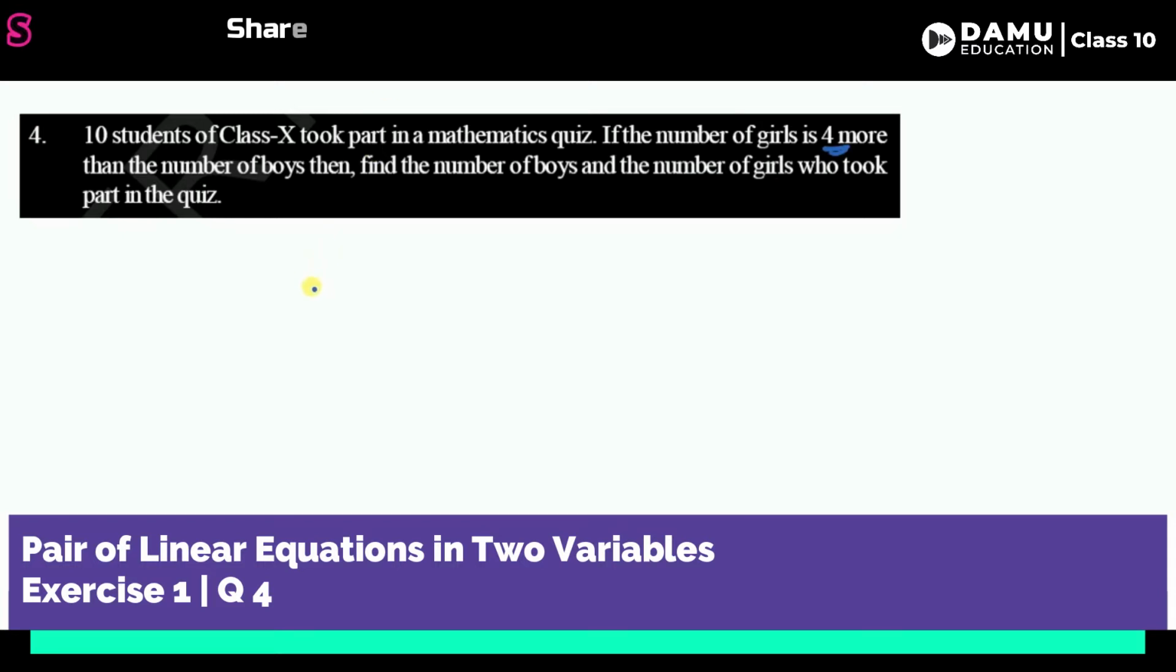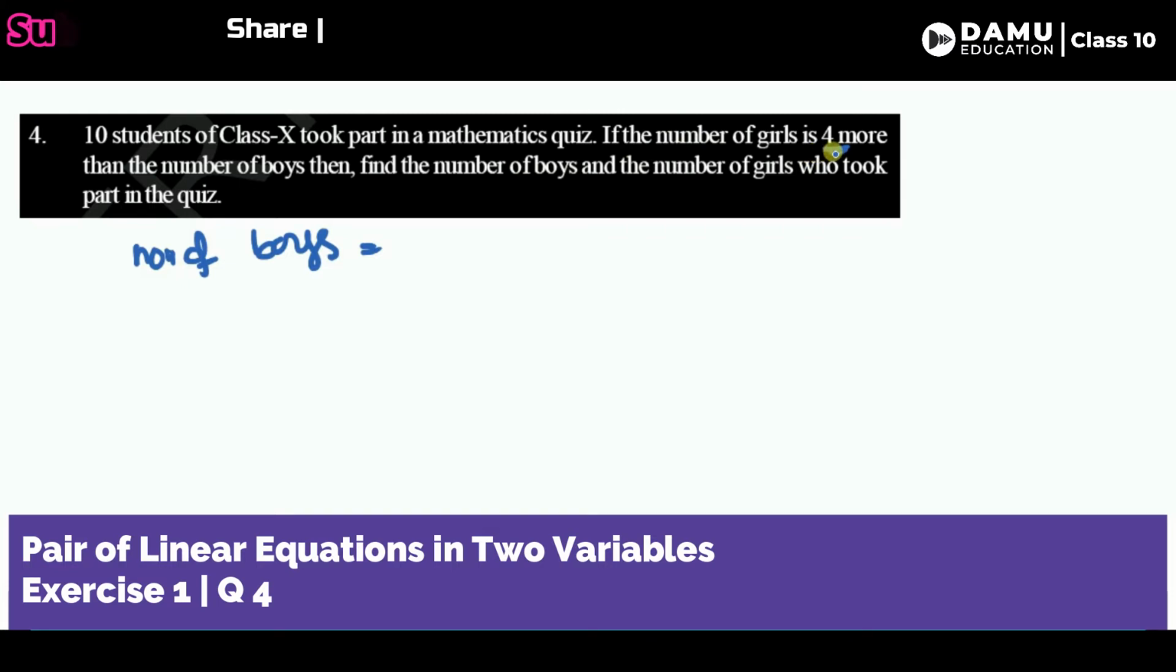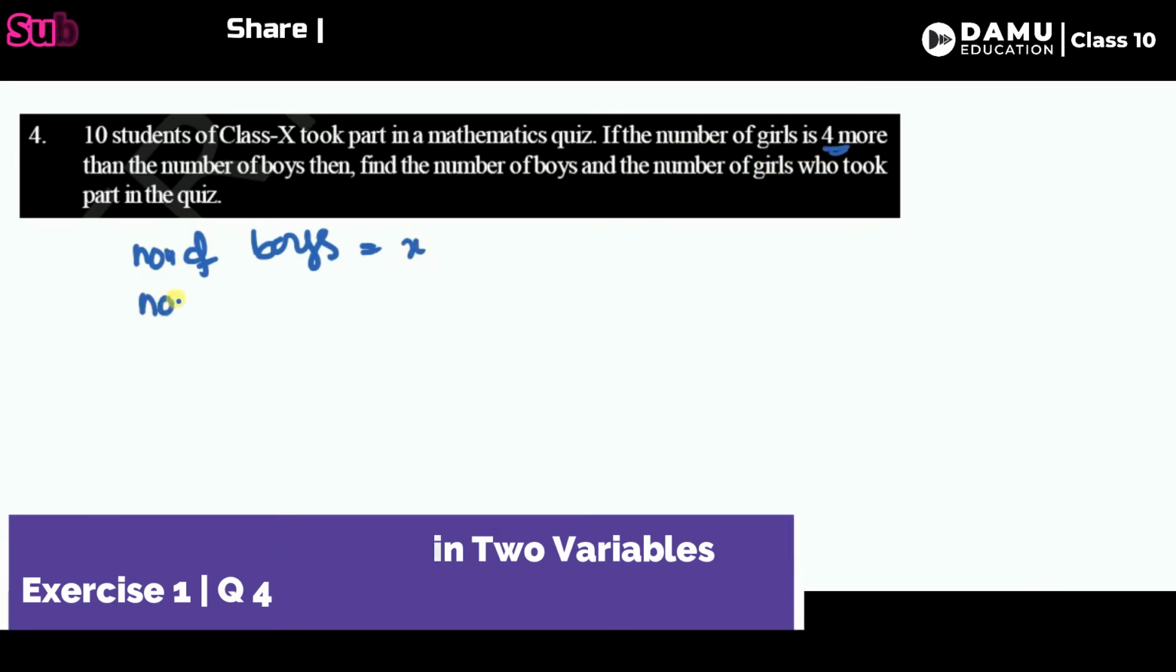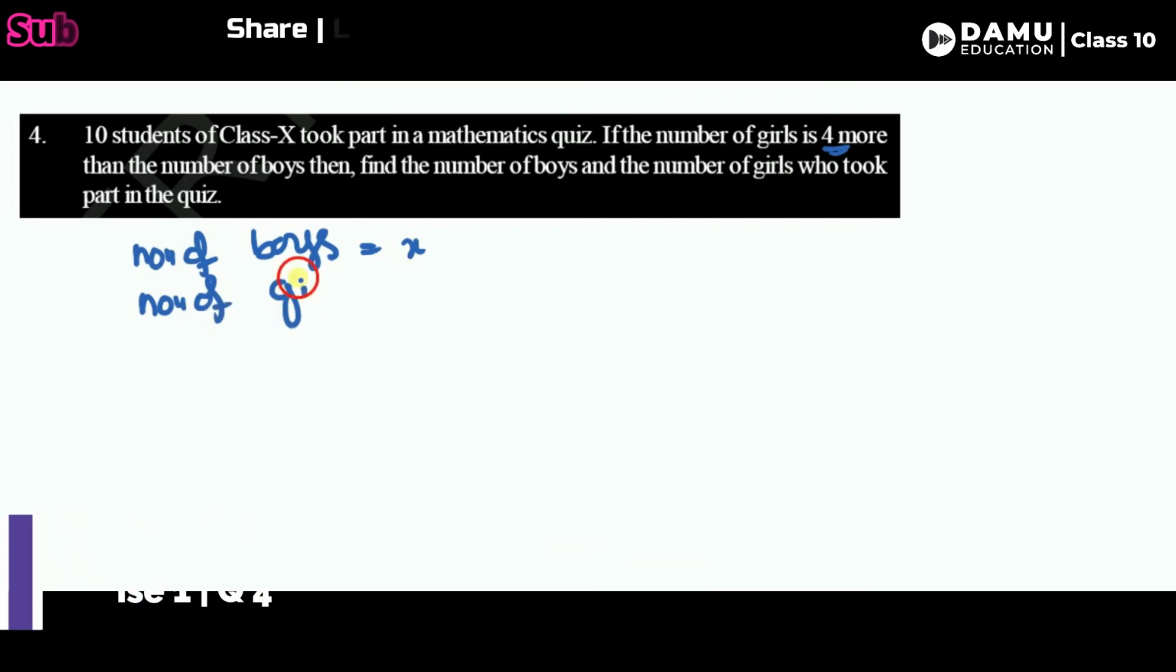So let's take it. How many students are there? 10. Let's take the number of girls and boys. So the number of boys, let's take it as x. The number of girls, let's take it as y.